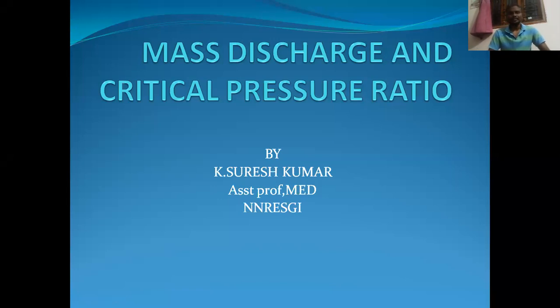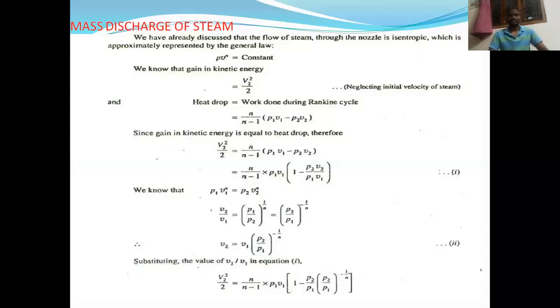In this class, we are going to see the mass discharge and the critical pressure ratio of steam which is going through the nozzle and which is going to expand isentropically in the nozzle. So let us consider steam isentropically expanding through the nozzle. We already know that when steam is isentropically expanding, the general law of isentropic is Pv to the power of n is equal to constant.